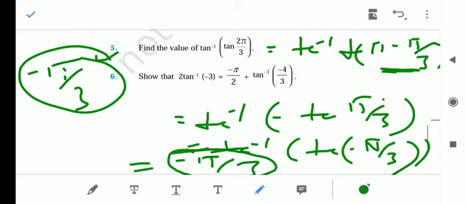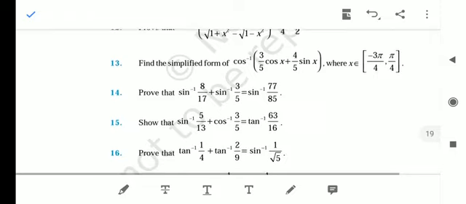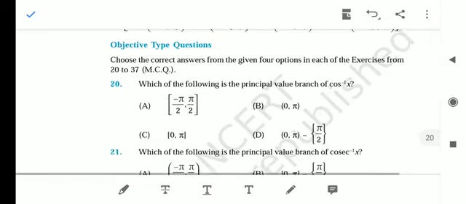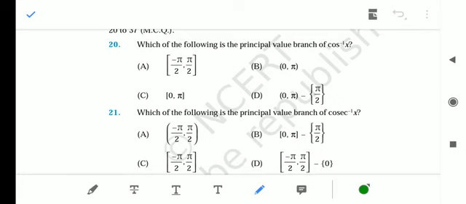Let us proceed with a few more questions. Look at question number 20. Which of the following is the principal value of cos inverse x? And right now we have seen the principal value of cos inverse x is 0 to pi closed interval. And here 0 to pi closed interval lies in option C, so its answer is 20C.